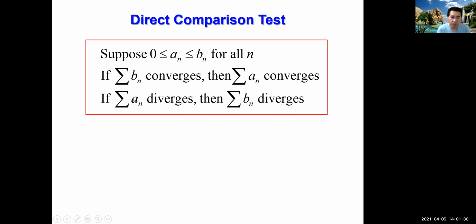Or if we know the smaller side, here a sub n diverges, then this larger series diverges as well.